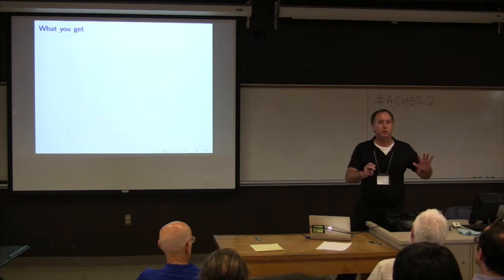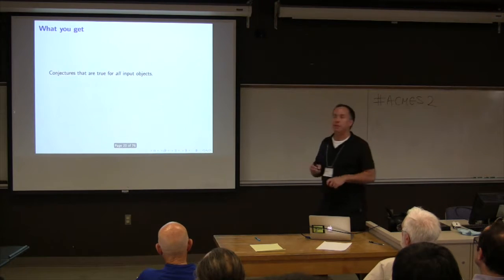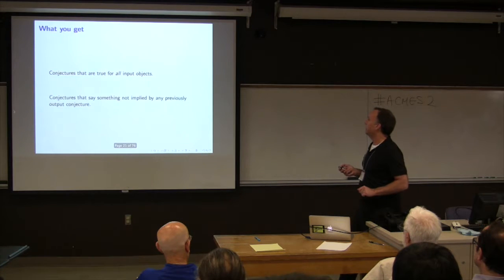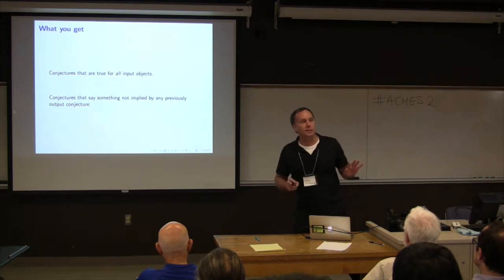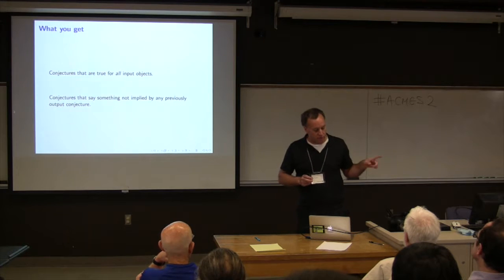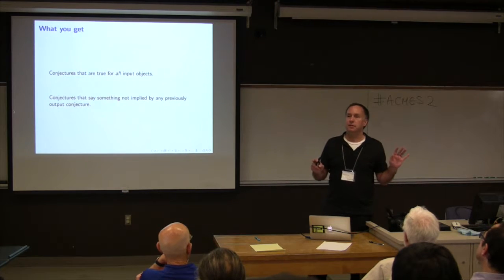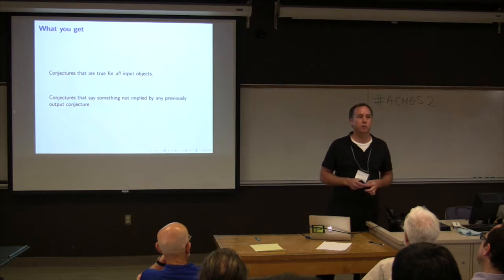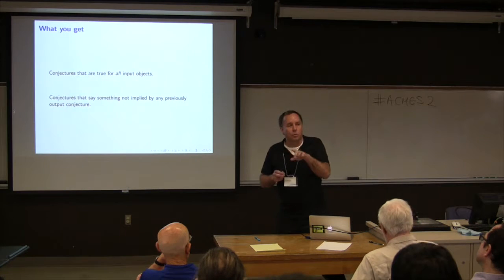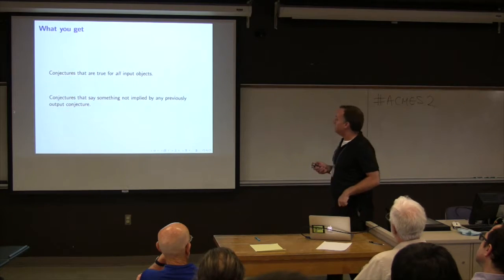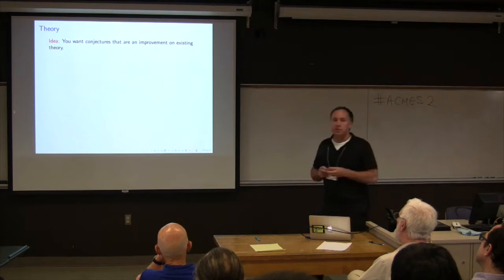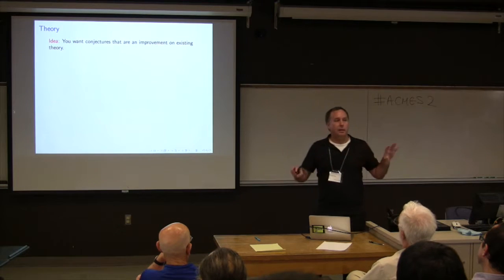Now, the conjectures that the program produces, they're going to be true for all of the input objects, whatever you have in that list of graphs. And the way that the Dalmatian heuristic works is that it only makes conjectures if they're not implied, if they say something significant. That is, they're not implied by any of the previous conjectures. So that means there's got to be some object in the database where the conjecture says something that the previous conjectures didn't say. Okay?